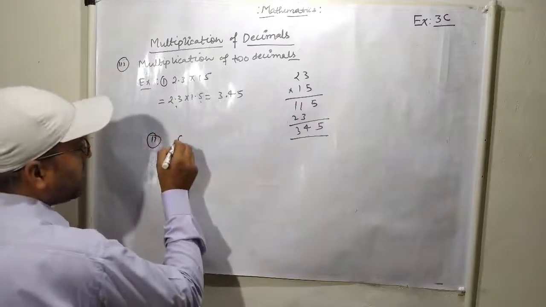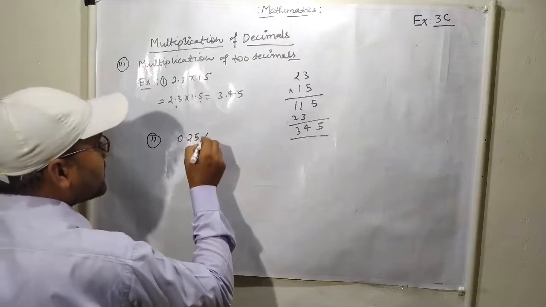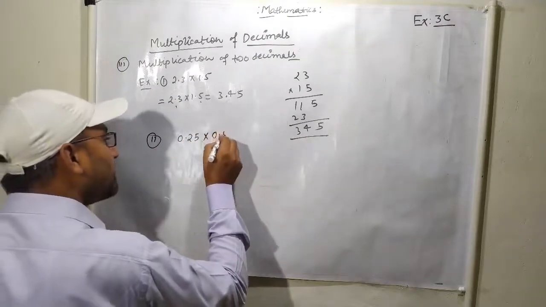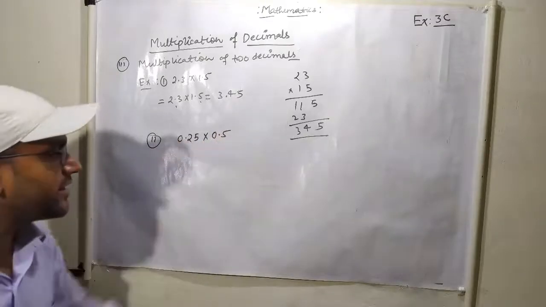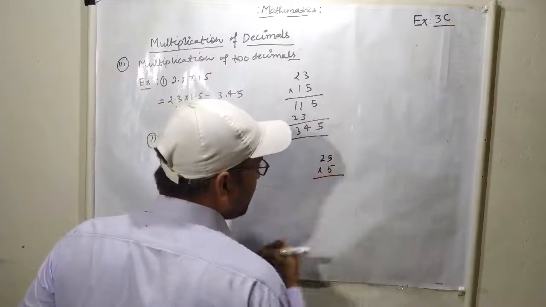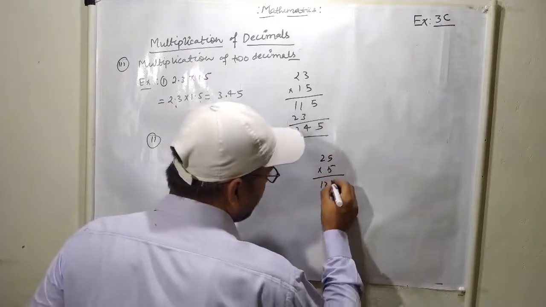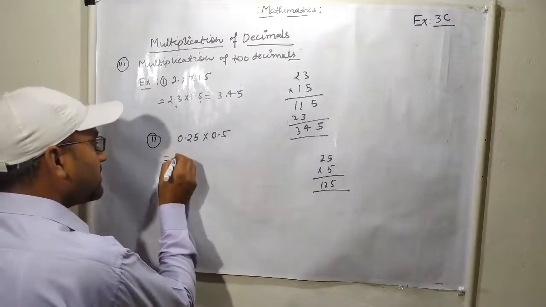Suppose you multiply 0.25 by 0.5. Here are 2 decimal places, and here is 1 decimal place. First, you multiply as whole numbers: 25 multiplied by 5. 5 fives are 25, 2 fives are 10, so the product is 125.